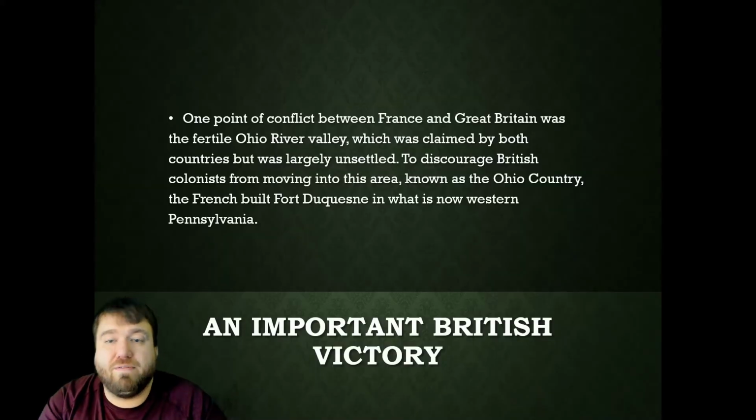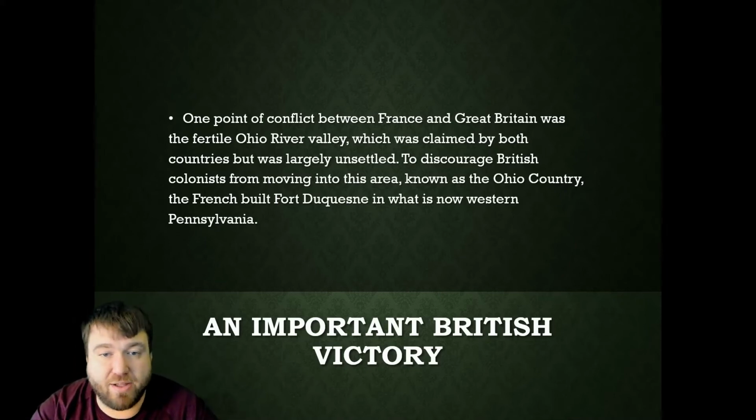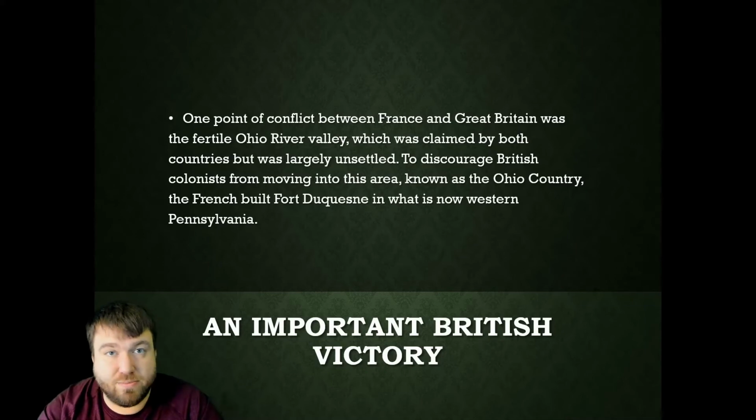One point of conflict between France and Great Britain was the fertile Ohio River Valley. Do you know where the Ohio River Valley is? I hope so, because it's all around you. It's where we live. It was claimed by both countries, but was largely unsettled. To discourage British colonists from moving into this area known as the Ohio Country, the French built Fort Duquesne in what is now western Pennsylvania.